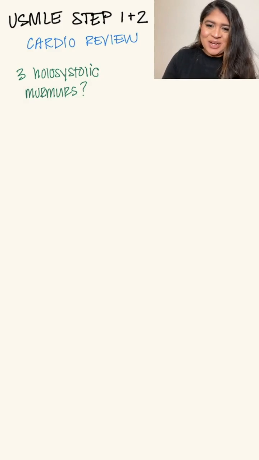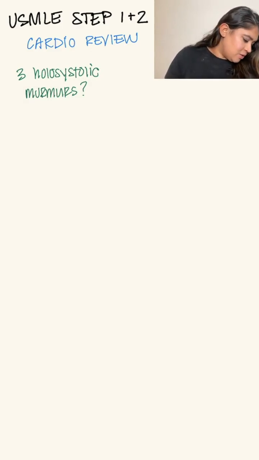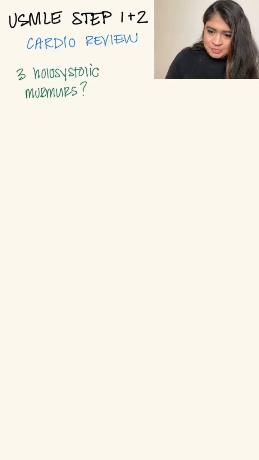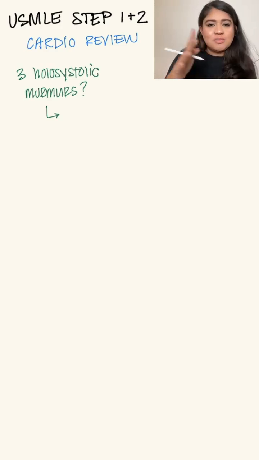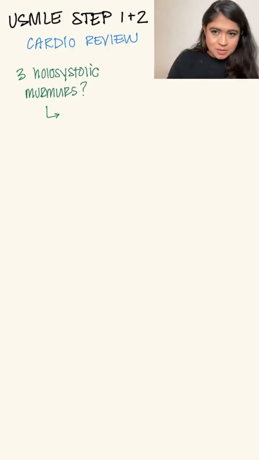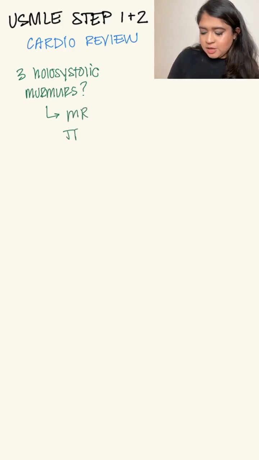Okay, so the three holosystolic murmurs. This is so helpful in step one, step two, and step three. If they say something like holosystolic murmur, it's gotta be one of these three. And you're thinking of mitral regurg, tricuspid regurg, and VSD.